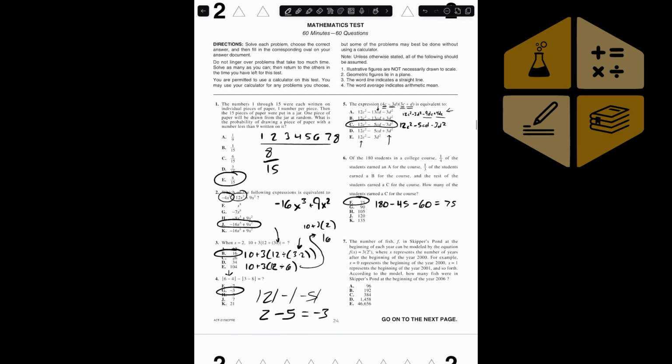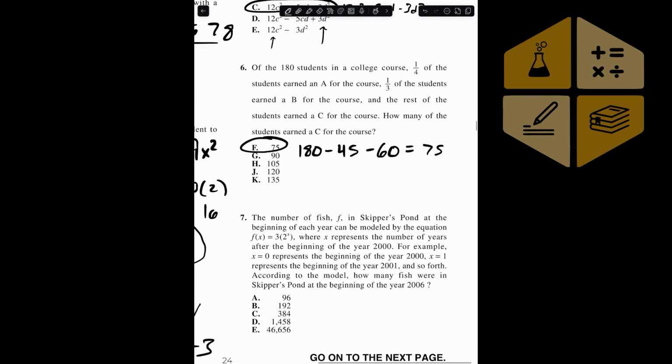Number 7. The number of fish F in Skipper's Pond at the beginning of each year can be modeled by the equation f of x equals 3 times 2 to the x power, where x represents the number of years after the beginning of the year 2000. For example, x equals 0 represents the beginning of the year 2000, x equals 1 represents the beginning of the year 2001, and so forth. According to the model, how many fish were in Skipper's Pond at the beginning of the year 2006?